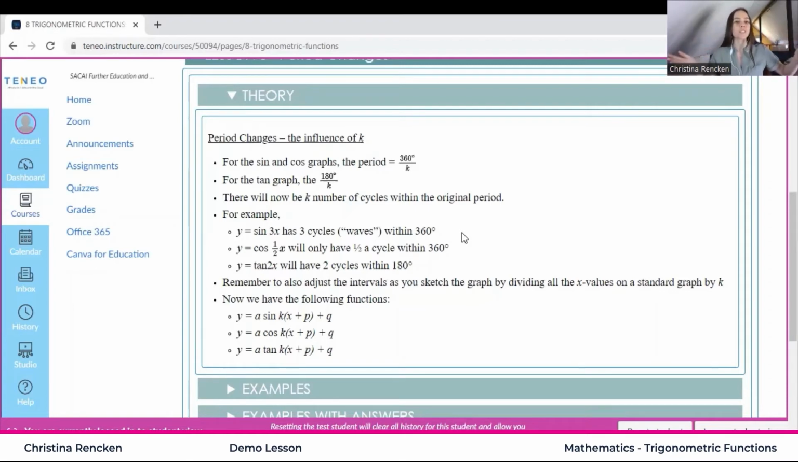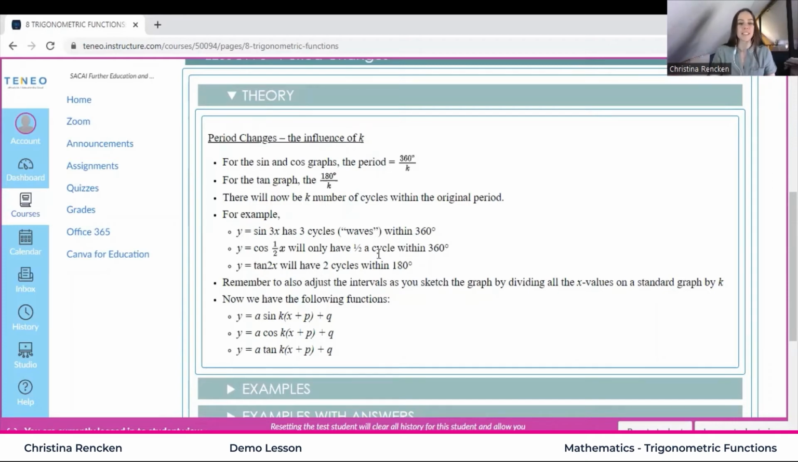And that is the influence of k. So we have this horizontal compression if we are multiplying x by a large number greater than 1, and we have this stretch if we are multiplying by something that is a fraction less than 1.